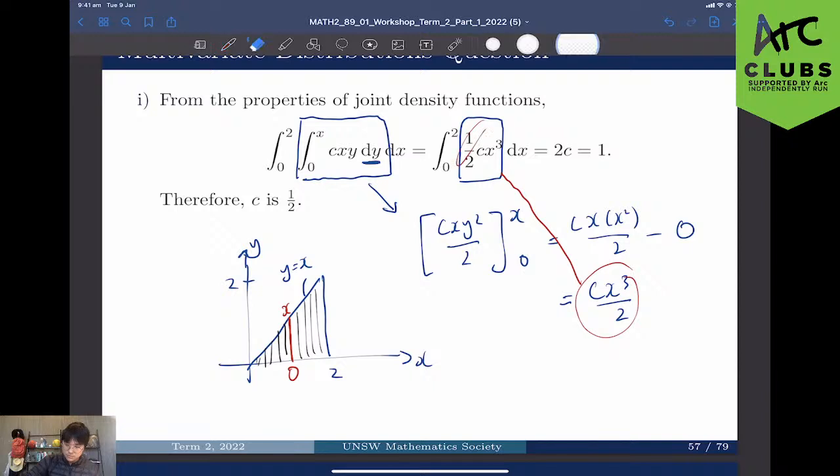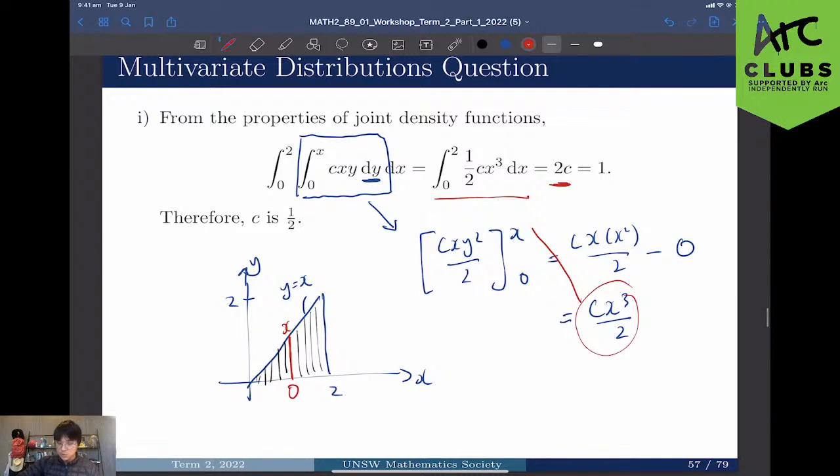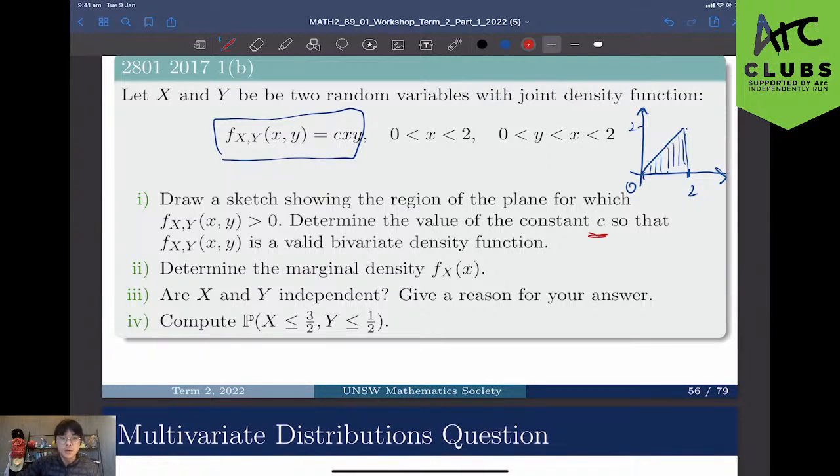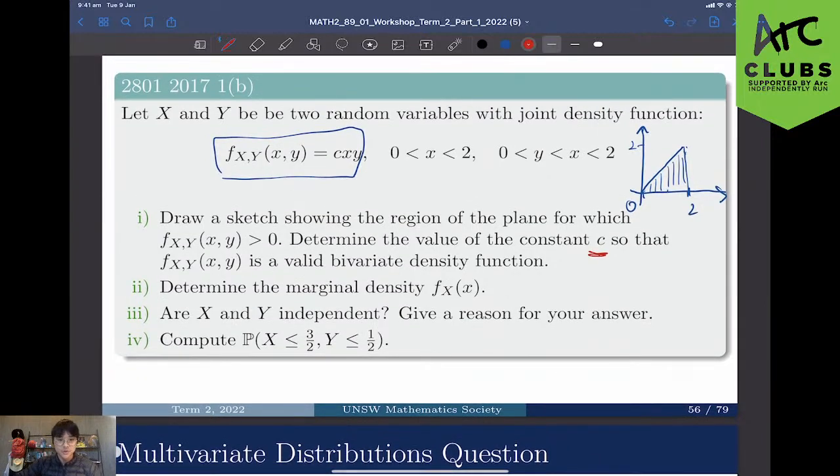And now we have this integral with respect to x. So we can just go ahead and do it, and we find that we get 2c. Since the total volume underneath the density function has to equal 1, we get that 2c is equal to 1. So that means c is equal to half, and the density function cxy is equal to half xy. So we found the value of c, and we found the actual joint density function.